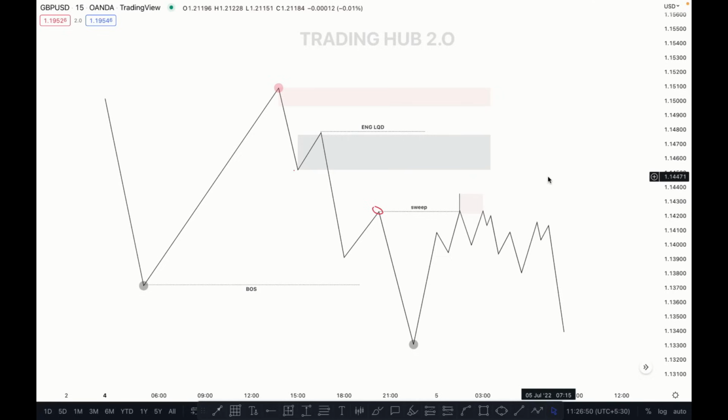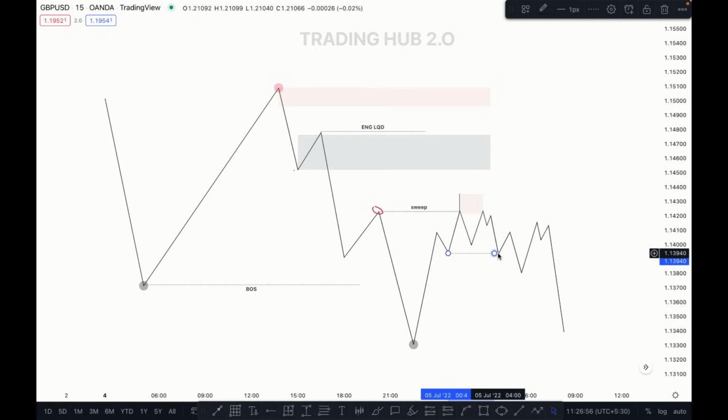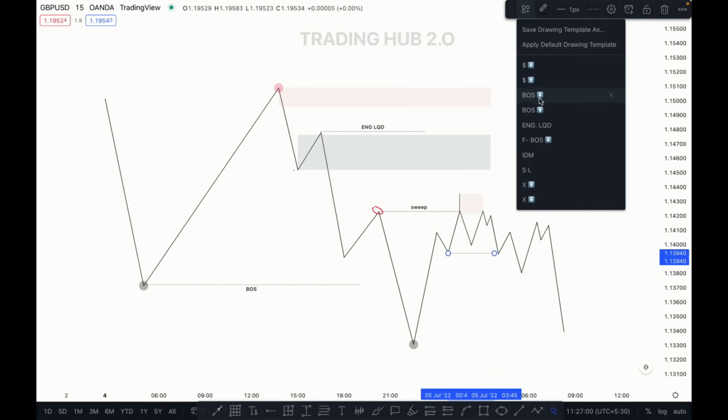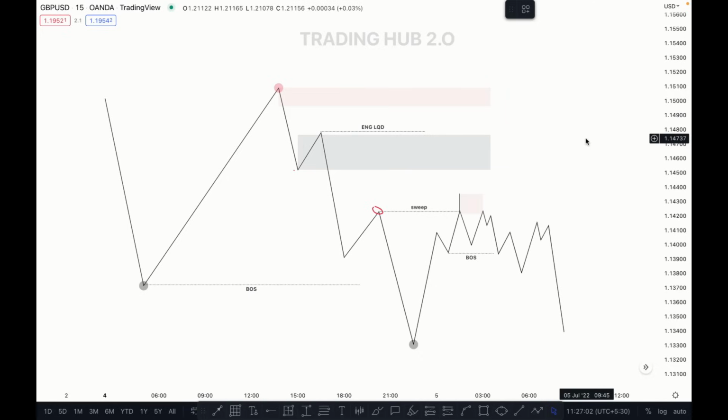And where is our next entry? You have to wait for the BOS, which is here. Once market breaks this structure, okay, this is our BOS. You can say CHoCH also, there is no difference. After the break of the structure, when can we sell? You have to wait for the first high taken out. When market takes out the first high, we can sell another upper entry here.